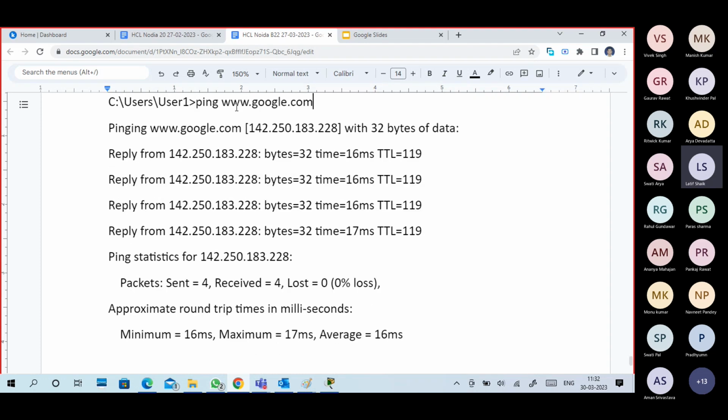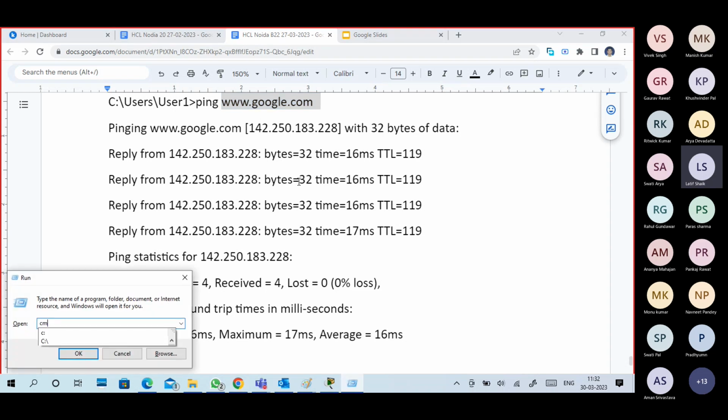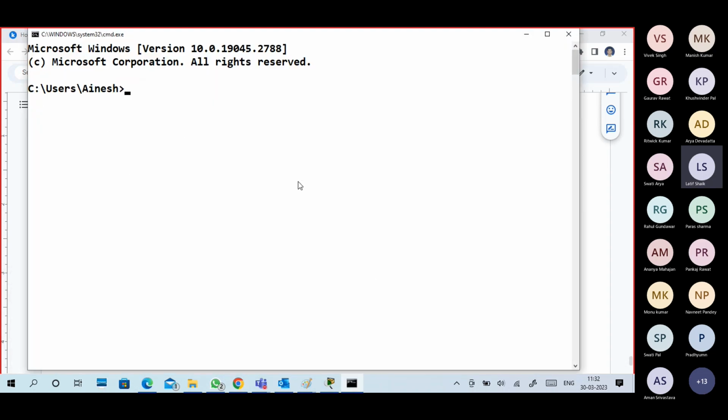Okay, I am pinging google.com. I go to the command prompt and ping google.com. This will tell you whether I can reach google.com or not. Can I connect to google.com? Can google.com reach me? It means I send and I receive from google.com, so the connection is clear. Communication is there.